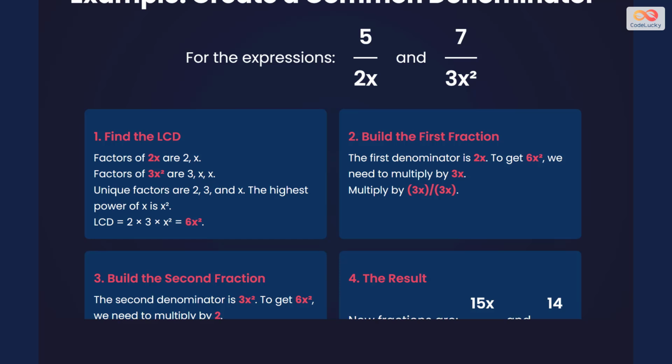To change the first fraction, we see its denominator, 2x, is missing a 3 and an x, so we multiply it by 3x over 3x. For the second fraction, its denominator, 3x squared, is just missing a factor of 2. So we multiply it by 2 over 2. Now both expressions have the same denominator of 6x squared.